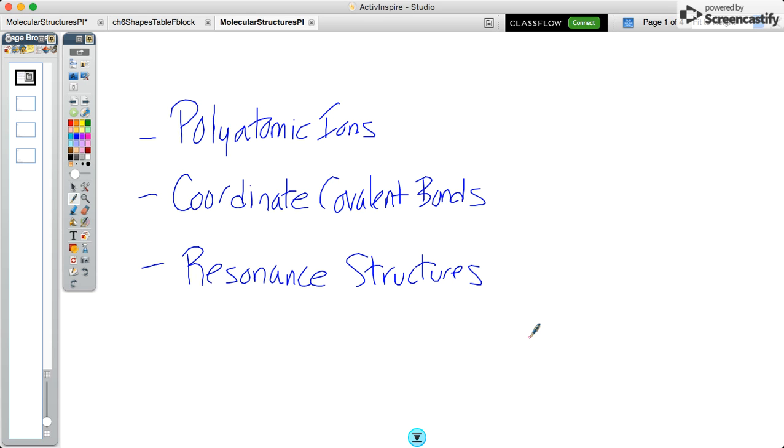The purpose of this video is to do some work on molecular drawings and looking at the idea of polyatomic ions and how I need to consider the idea of the extra electrons or lost electrons in doing my drawings. We're going to try to touch on coordinate covalent bonding and resonance structures. If I run out of time on my little 10-minute time limit, I'll do a second video that will show resonance structures.